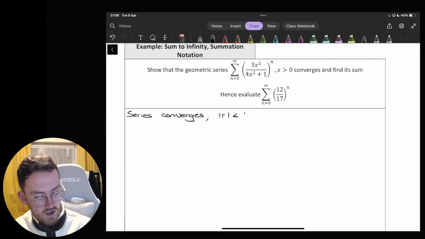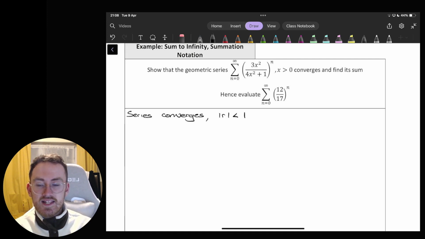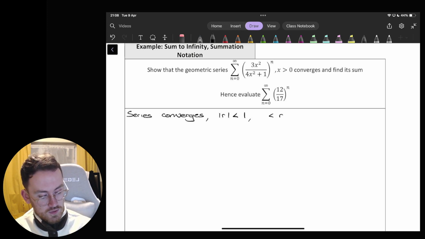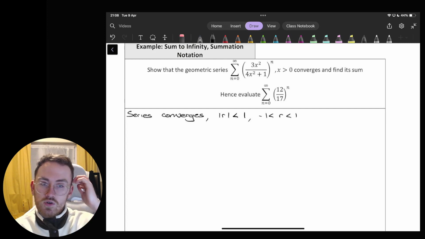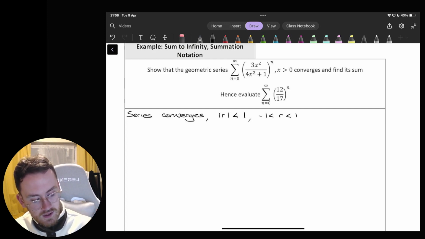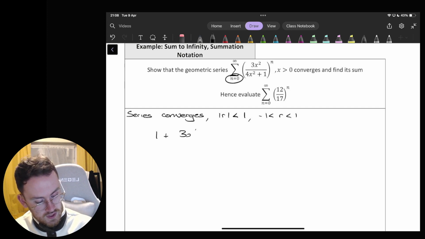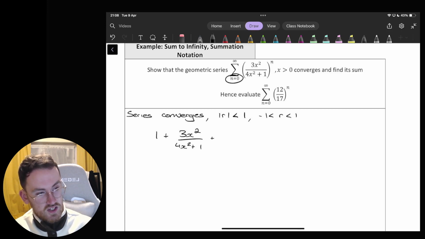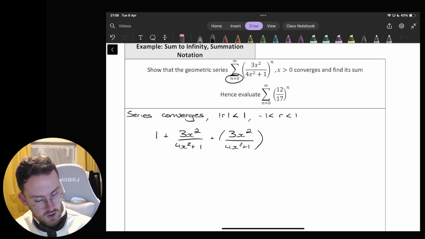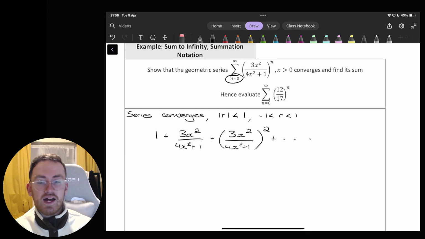It only does that if the absolute value of the ratio between the terms is less than 1, or the ratio is between minus 1 and plus 1, some sort of proper fraction. So we can have a look at what the terms are. The initial term, when n equals 0, is just 1. My next term, when n equals 1, is 3x squared over 4x squared plus 1. My next term is 3x squared over 4x squared plus 1 all squared, and so on.